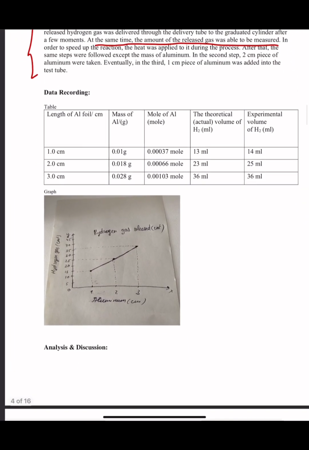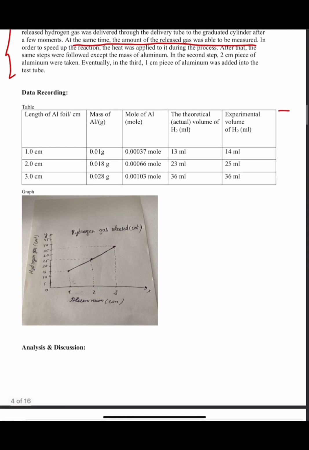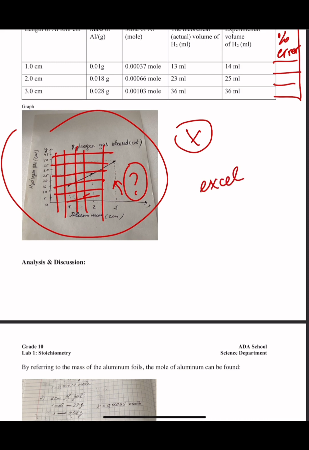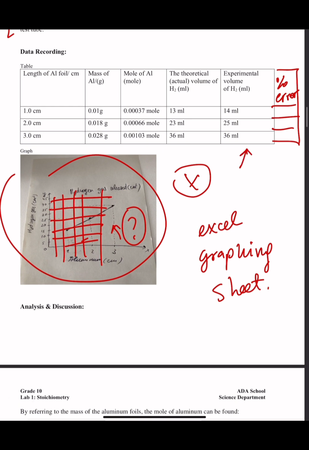And then data recording, it's not bad, it's pretty good, but I would say you need to have percentage error in here, and then get the percentage error for each one. So this graph is not good. First of all, you see this, I don't have grid lines in here. How do I know that this graph is correct? How do I know about this? There is no way. So you have to use Excel or some kind of graphing sheet, so that I would know that your graph is right. Okay, these numbers are good, but your graph is not good.